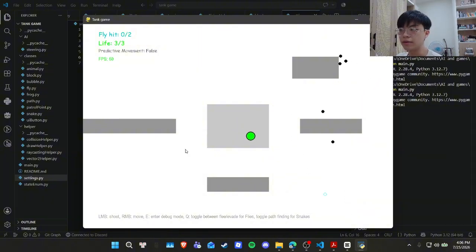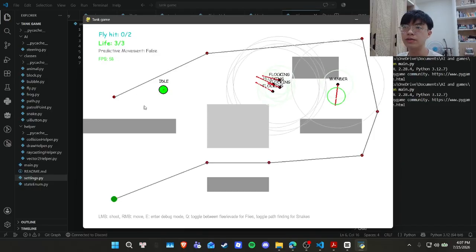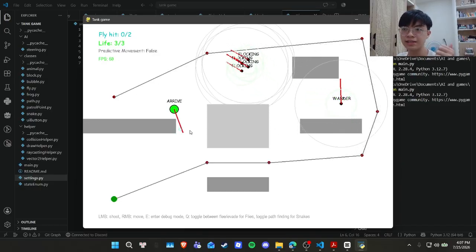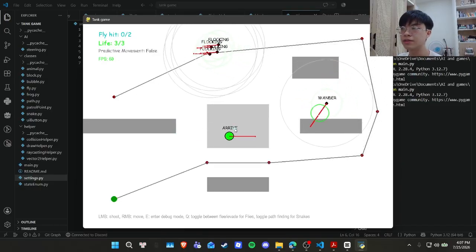So I have applied an arrive behavior for the frog's right clicks. When we right click, the frog will gradually increase its speed and then slow down when it reaches the target. This is also applied to the flies' and the snakes' moving vectors.